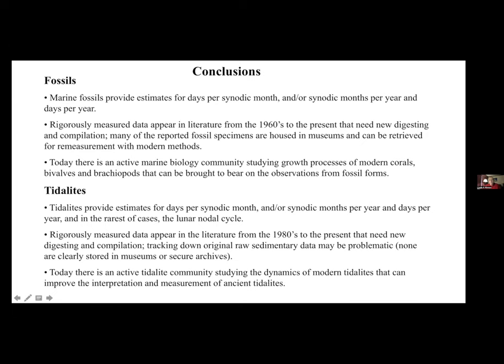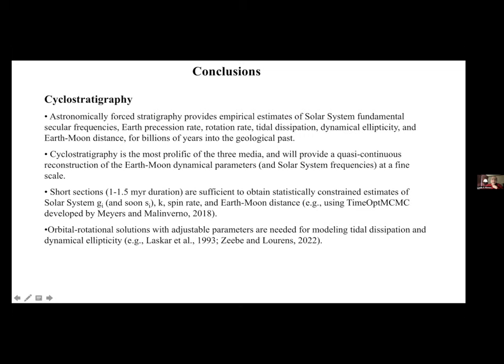And last and certainly not least, the Astronomical Force Stratigraphy Archive provides empirical estimates of solar system fundamental secular frequencies, which I did not discuss today, but is also provided by the two studies by Myers and Malinverno and Zhou et al. And Earth precession rate, rotation rate, tidal dissipation, dynamical ellipticity, and Earth-Moon distance for billions of years into the geological past. And since cyclostratigraphy is the most prolific of the three media, it will provide a quasi-continuous reconstruction of Earth-Moon dynamical parameters and solar system frequencies at a very fine scale. Short sections are sufficient to obtain statistically constrained estimates of the g_i, and soon also the s_i, in k and spin rate and Earth-Moon distance.